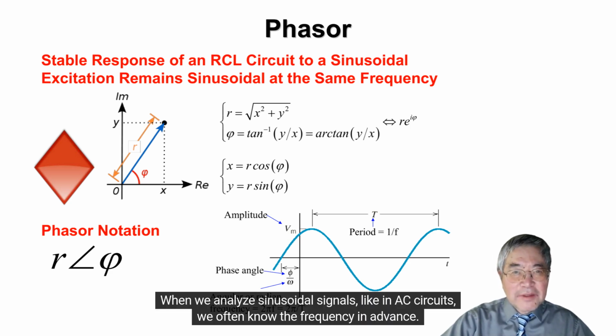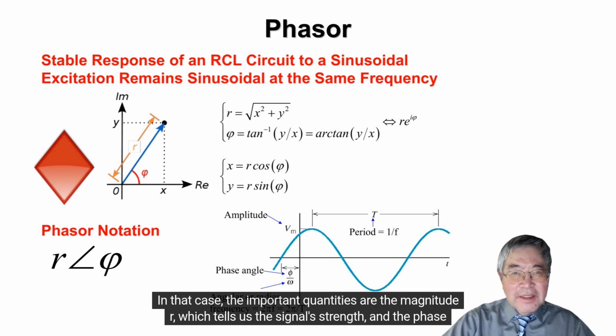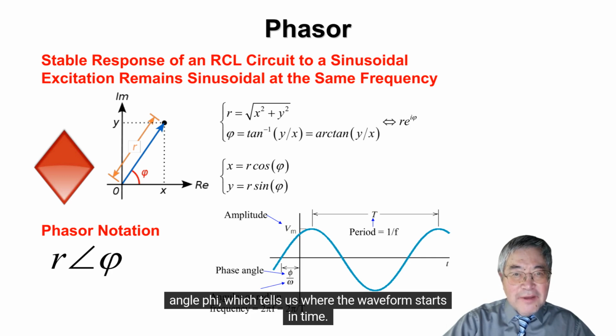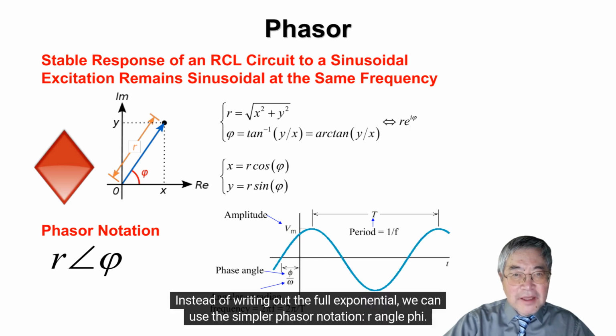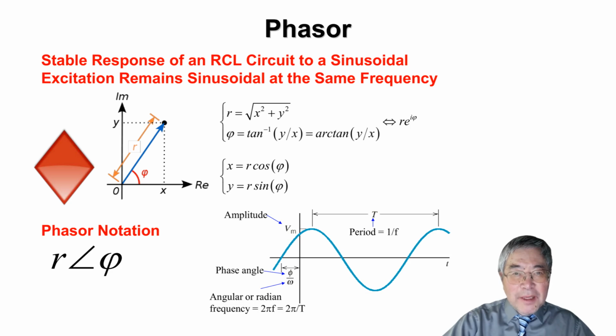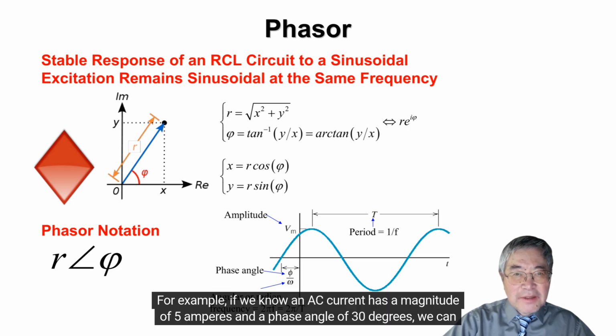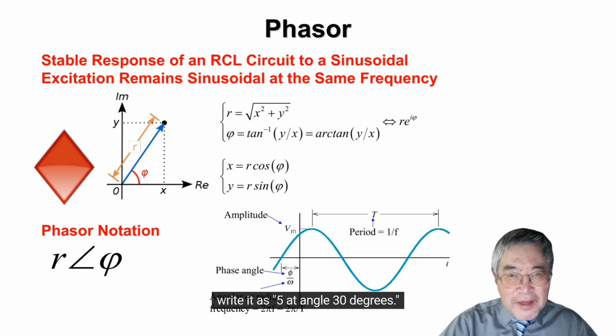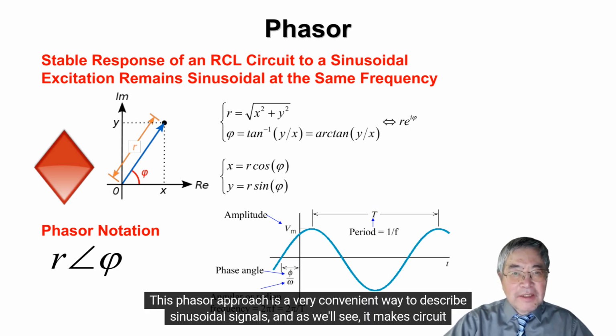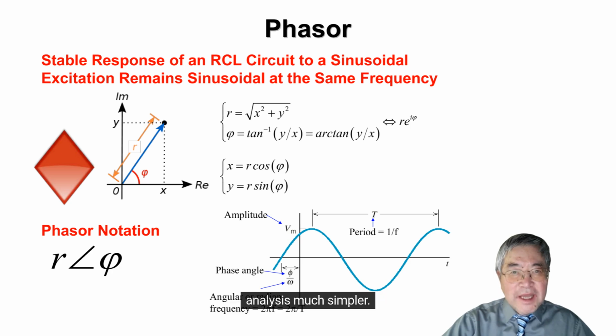When we analyze sinusoidal signals, like in AC circuits, we often know the frequency in advance. In that case, the important quantities are the magnitude r, which tells us the signal's strength, and the phase angle phi, which tells us where the waveform starts in time. Instead of writing out the full exponential, we can use the simpler phasor notation, r angle phi. For example, if we know an AC current has a magnitude of 5 amperes and a phase angle of 30 degrees, we can write it as 5 at angle 30 degrees. This phasor approach is a very convenient way to describe sinusoidal signals, and as we'll see, it makes circuit analysis much simpler.